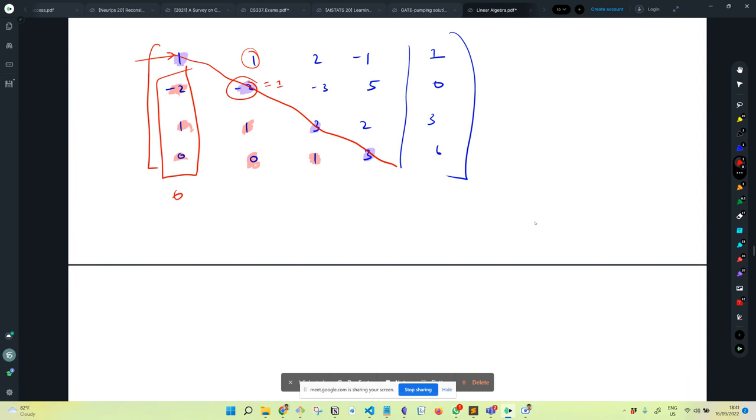Right? If it so happens that you cannot really make this entry 1, then you'll try to make it 0. Once you make this second entry of the second column 1 or 0, then you will make all the entries in column 2 below this entry 0. Then you will come to the third column, you will make the pivot entry 1 and the entries below the pivot entry, you will make 0. Right? Now this is the procedure we are going to follow.